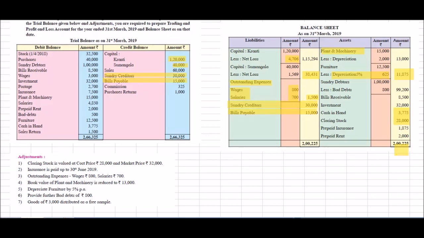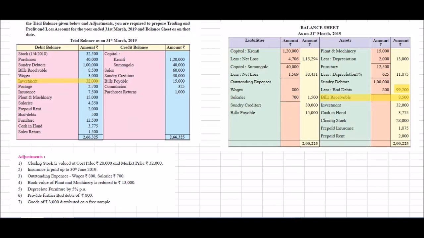Sundry debtors amount is 1 lakh rupees. We are deducting the bad debts of 800 rupees. So this bad debts we are deducting, and there's no reserve for doubtful debt, so we are directly taking the bad debts. And next, after deducting it is 99,200 rupees, and bills receivable is 8,500 rupees, and investment is 32,100 rupees.